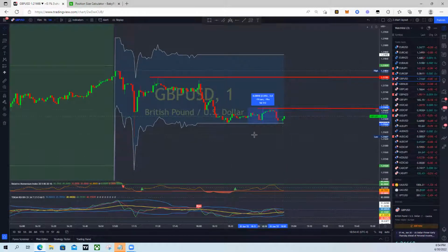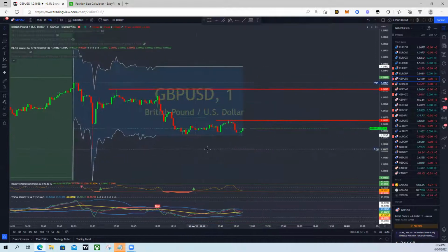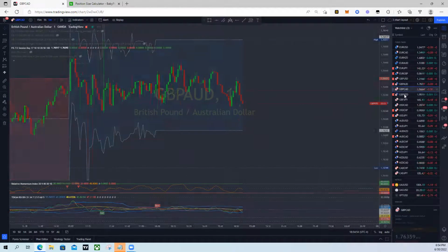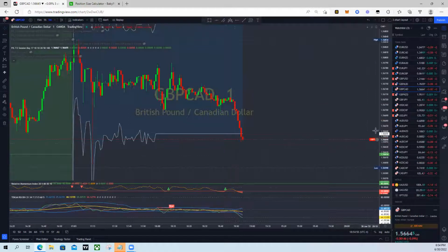And this is all I really do on the session key. I will wait for the break of the zone, and I just scan through the pairs. Notice GA is in the zone, it's consolidating. I wouldn't even pay any attention to it. Notice here, we got a break on GCAD.